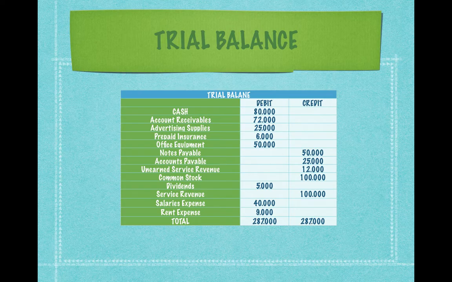In other words, as long as a company posts equal debits and credits, even to the wrong account or in the wrong amount, the total debits will equal the total credits. Okay? All right. I hope all of you can understand it very well.